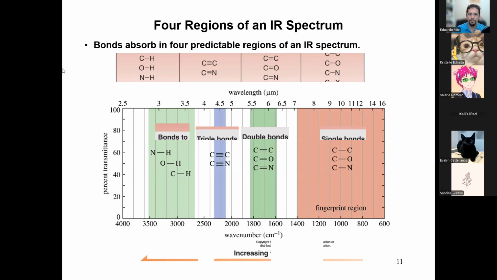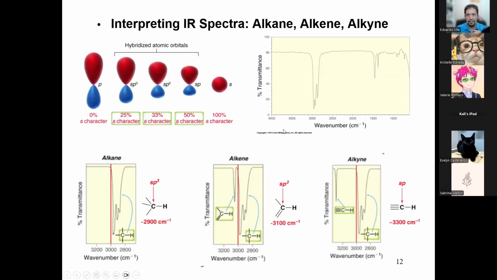Okay. So let's start with the most basic type of compound, the alkane, the alkene, and the alkyne. This is strictly just a carbon-hydrogen bond. It could be a carbon-hydrogen bond, carbon-carbon double bond, carbon-carbon triple bond, right? There's multiple perspectives to look at this.